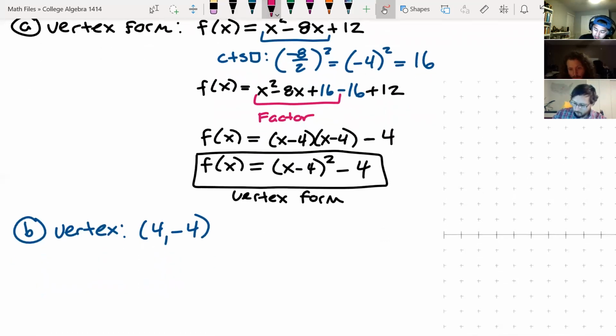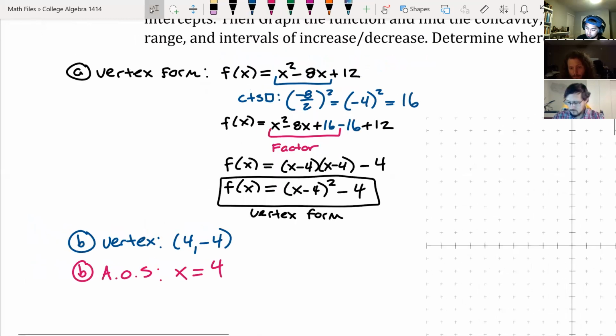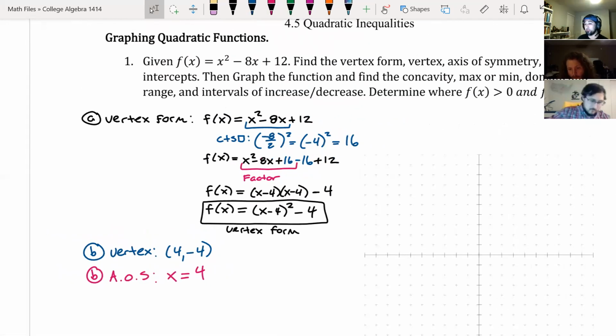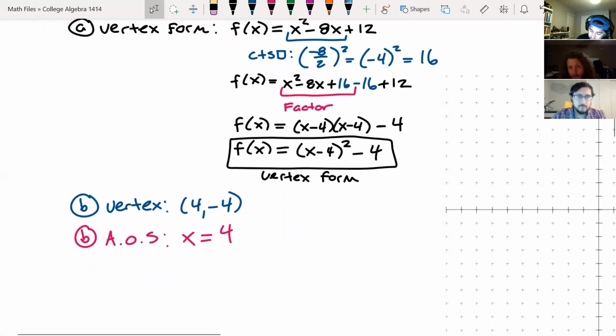And then my axis of symmetry, like I said, easy money here. If you have the h value for your vertex, then you have the value for your axis of symmetry. So x is going to equal 4. They go hand in hand. Okay. So we have vertex form, vertex, axis of symmetry, and the next thing are the x and y intercepts. Okay. So let's go for the x intercepts first. Oh, that should have been C, right?